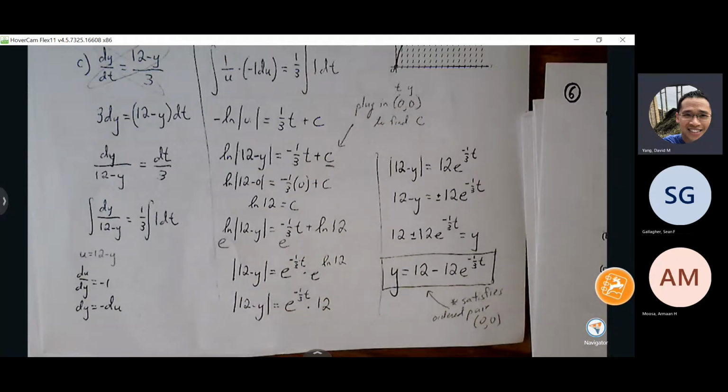Replace the C with our natural log of 12. We know that we want to solve for y, so we want that natural log to go away. So we'll raise both sides with e as the base. We get 12 minus y in absolute value bars. And on the right side, e to the a plus b is equal to e to the a times e to the b. I'm sure we understand that property there. And then e to the natural log of 12 cleans up to be 12. Hold the coefficient down in front, drop the absolute value, and then we get y is equal to 12 plus or minus 12e to the negative 1/3 t.